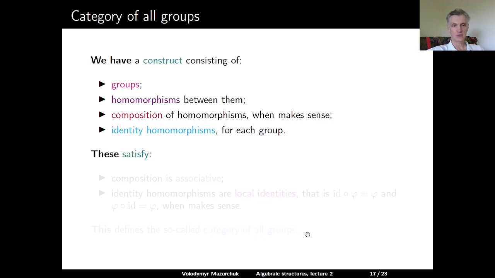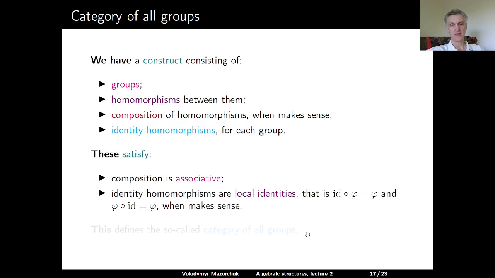And these data satisfy the following axioms. The composition is associative whenever it is defined. And the identity homomorphisms operate as local identities. So if we compose identity with some phi on any side, we will get phi. This means that we have the so-called category of all groups and group homomorphisms between them. But in this course we will not work with this category, so this is just for information.